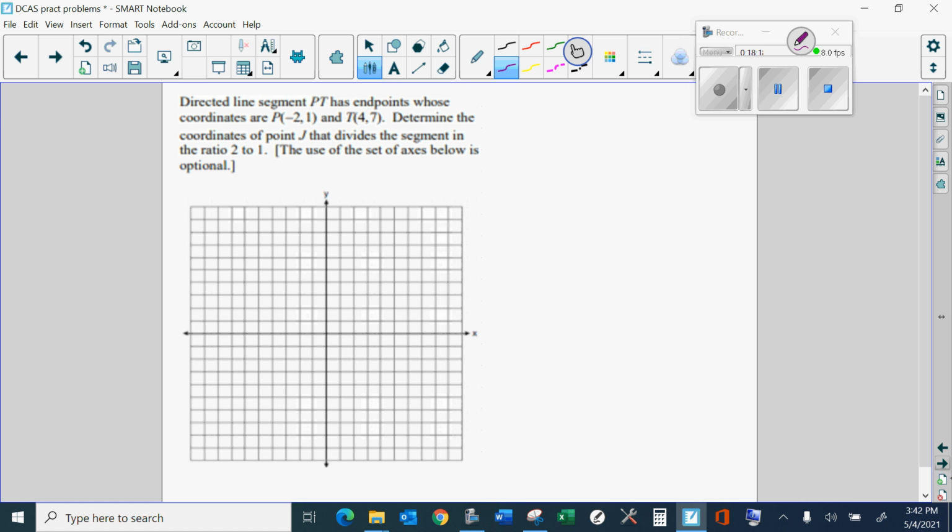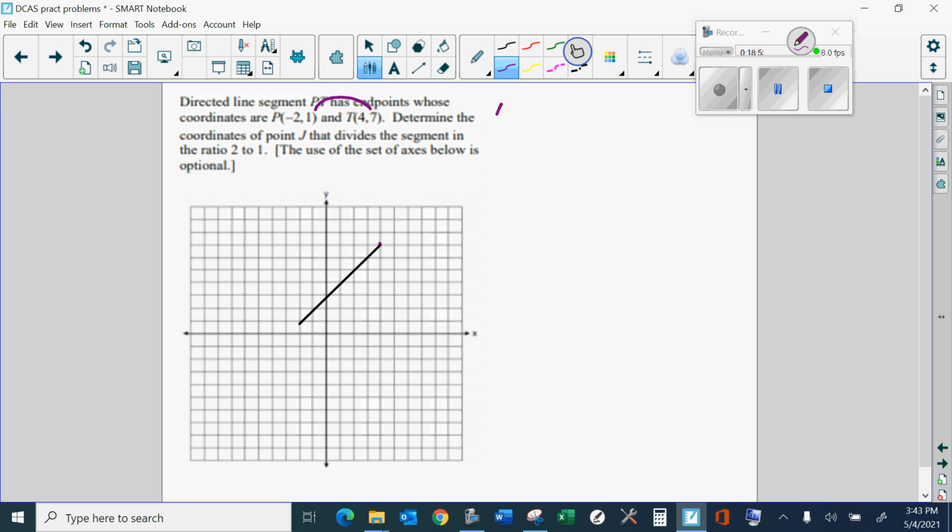We have the same idea again. P and T determine the coordinates of J that divides the segments of the ratio 2 to 1. Okay. So it's -2, 1 right there, and 4, 7. 1, 2, 3, 4, 7 right there. Let's go ahead and draw that. Okay.